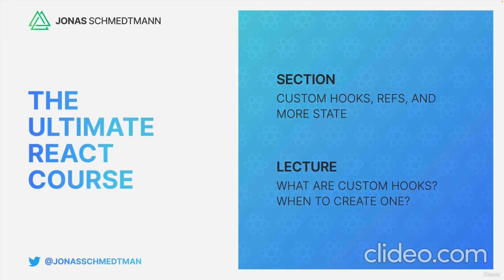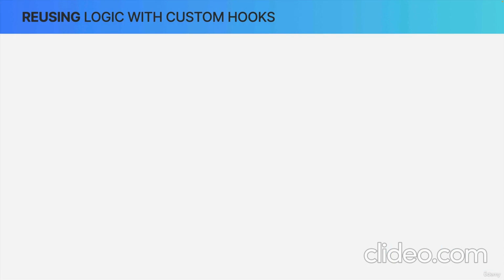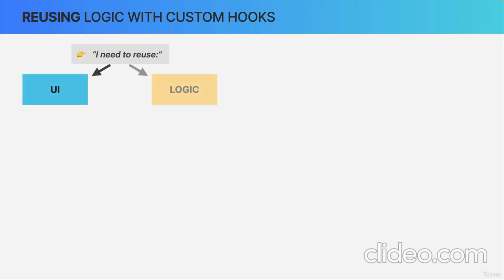Welcome back. So the last part of this section is all about custom hooks. And so let's start by understanding what custom hooks are and when to create one. Now, custom hooks are all about reusability. And in React, we have basically 2 types of things that we can reuse: a piece of UI or a piece of logic. That's it. That's all the things that we can reuse.